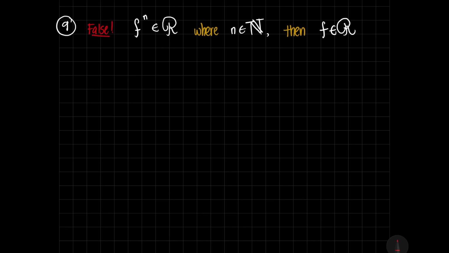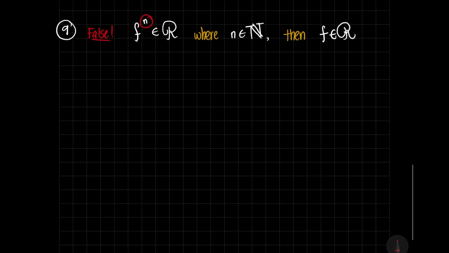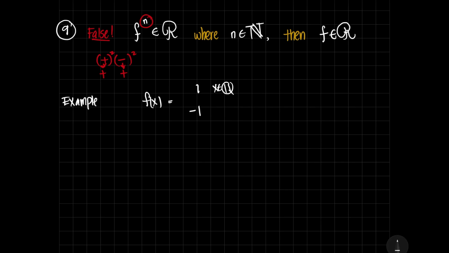Okay, so number 9 here is a false statement. This includes even and odd values for n. Anytime we're raising a function to an even power, we start to lose sign information. So for example, let's say we have the function f of x, which equals 1 when x is rational, but negative 1 when it is not.